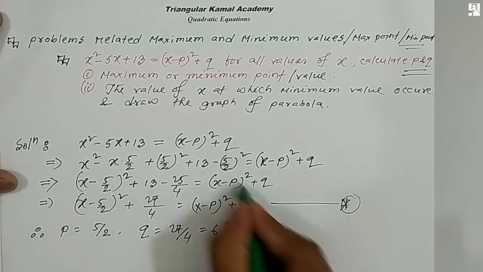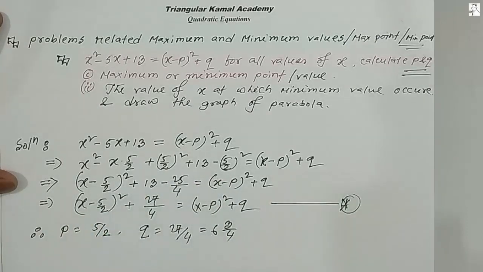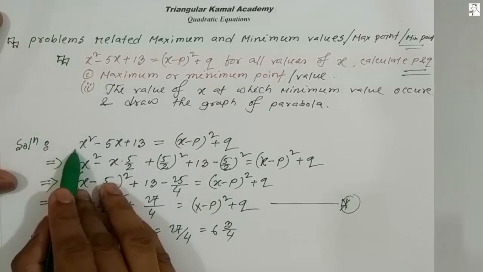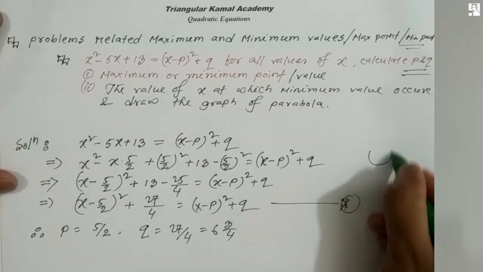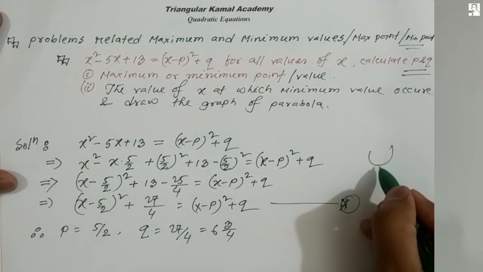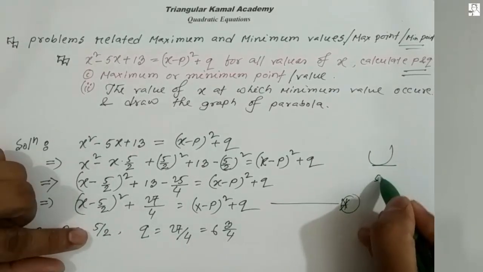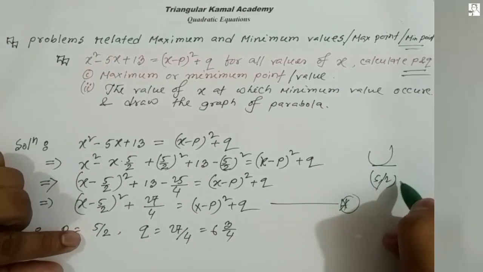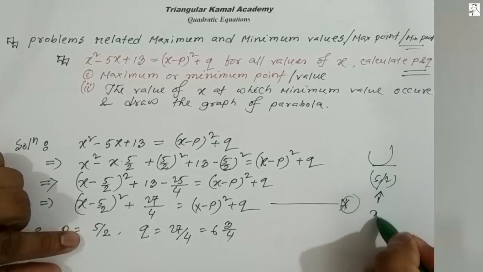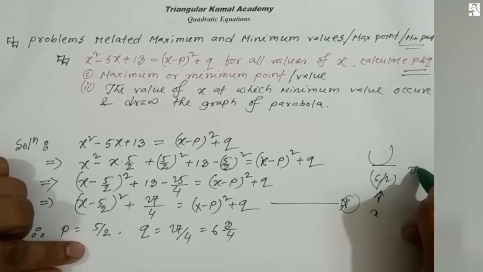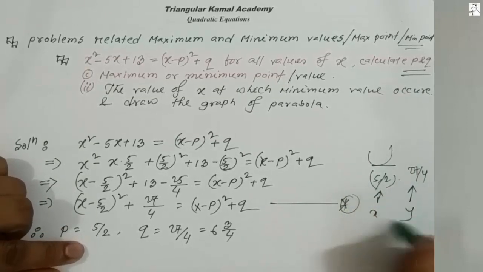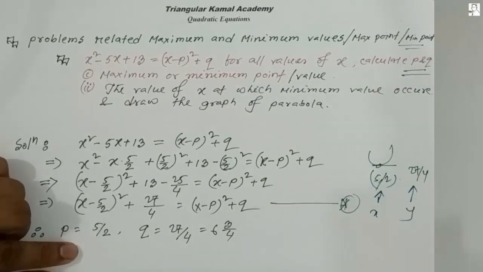And this is actually the vertex of the quadratic equation, the lowest point, but here a is greater than 0, that is, we will get the graph like this. So this will be the minimum point, and at the minimum point, x is 5/2 and y is 27/4. So this is actually the minimum point.